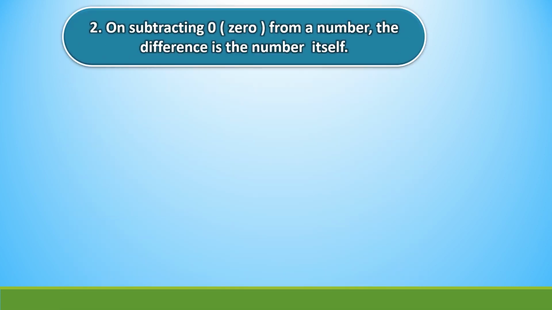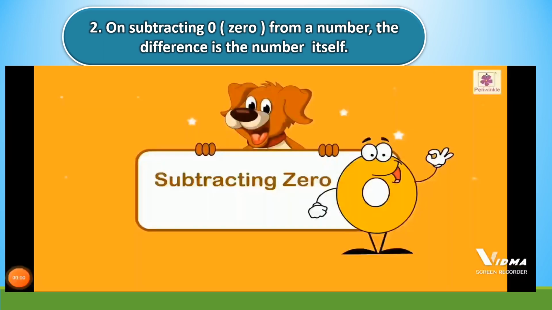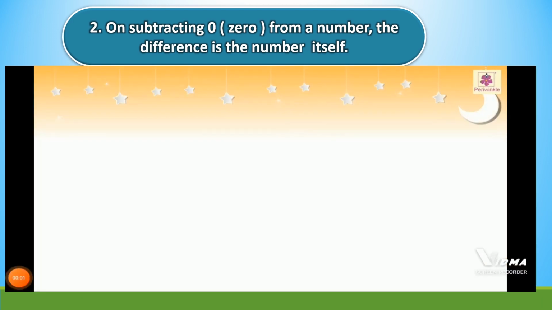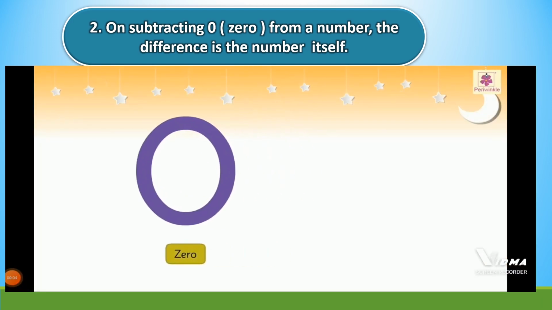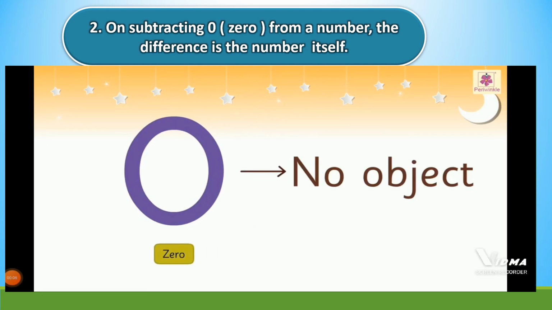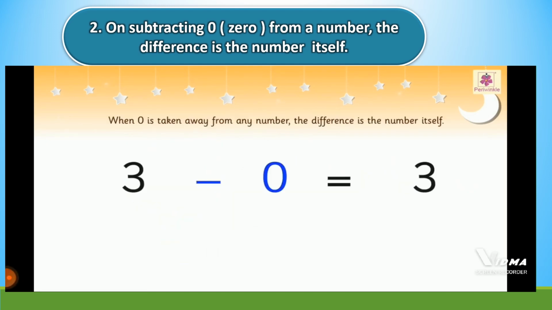Here we have the second property. On subtracting 0 from a number, the difference is the number itself. Let's understand this property by watching this clip. Subtracting 0. We know 0 means no object. When 0 is taken away from any number, the difference is the number itself.